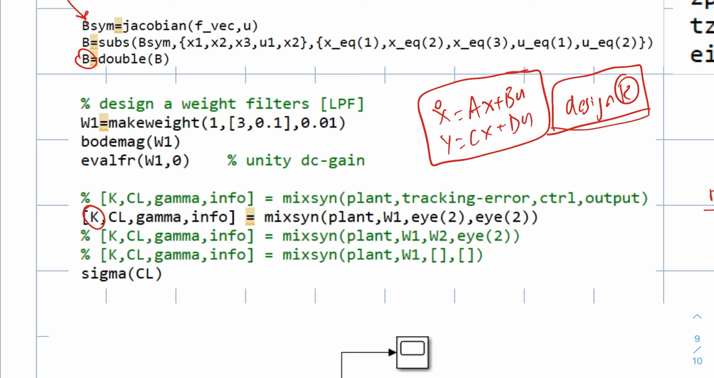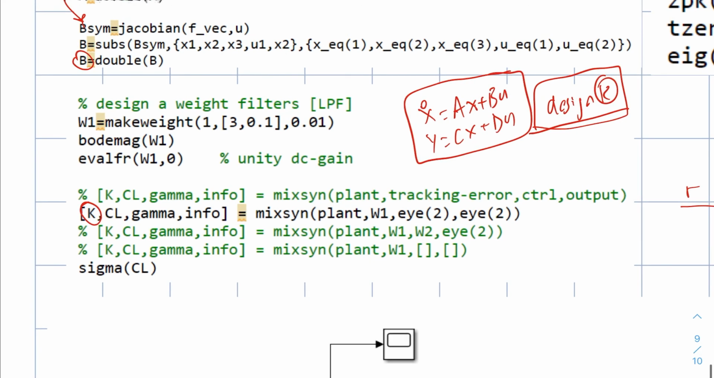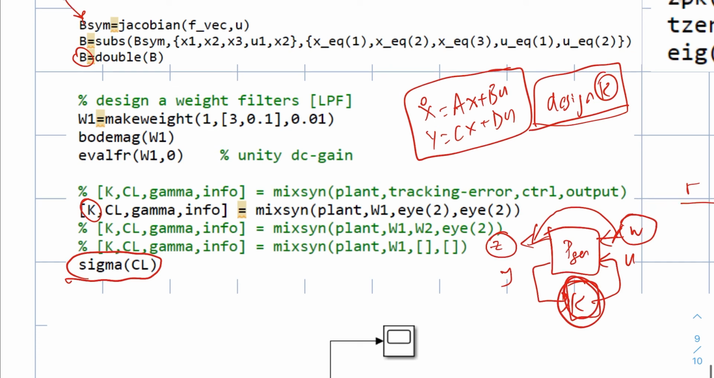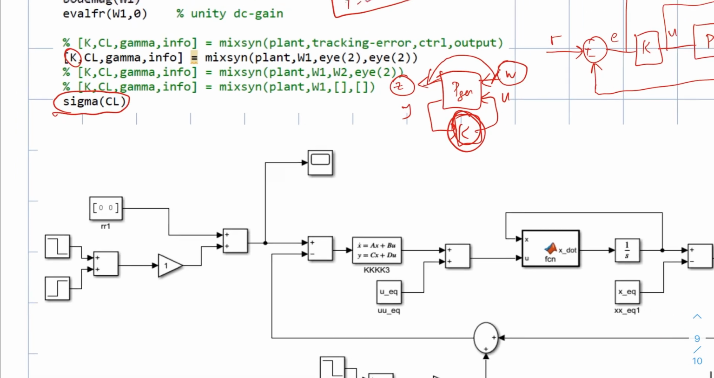And I get some control signals. Controller K, right? Okay, now it's completed, and you can of course look at the sigma plot of your closed loop, and closed loop meaning W, U, Z, Y, and P generalized, and gain from exogenous inputs to objective terms. You want it to be minimized, right? Okay, so this is the whole reason, or whole objective, of control design.